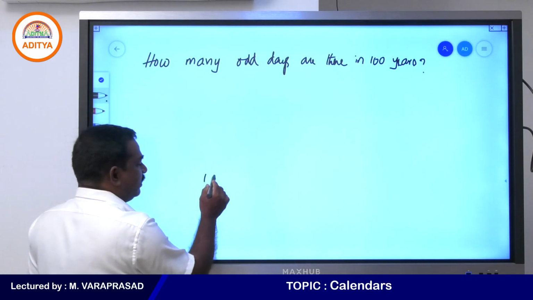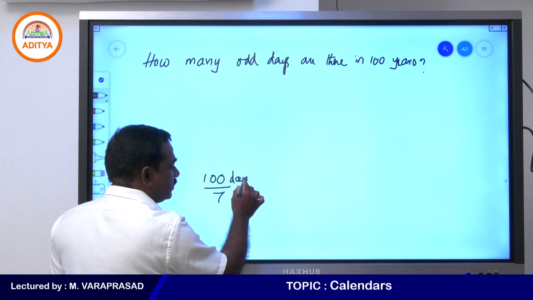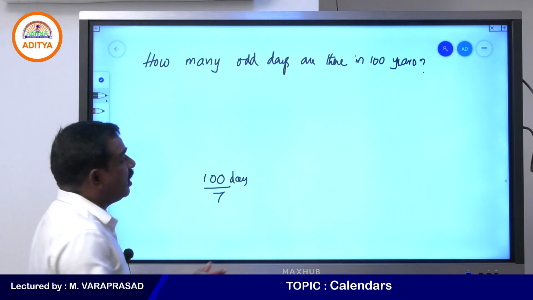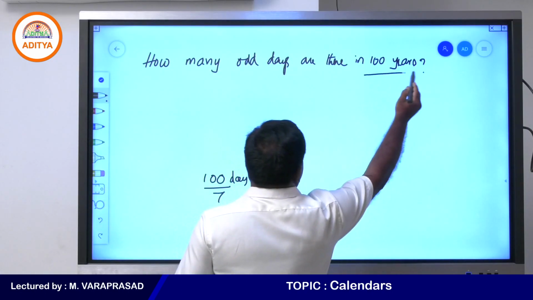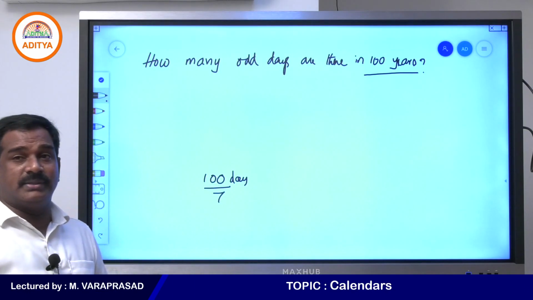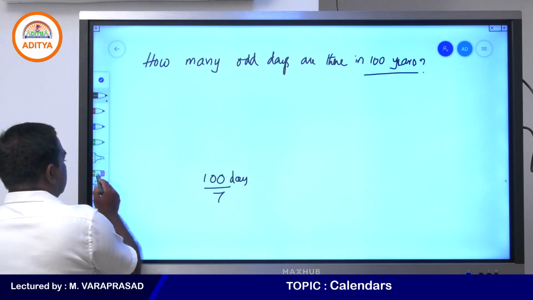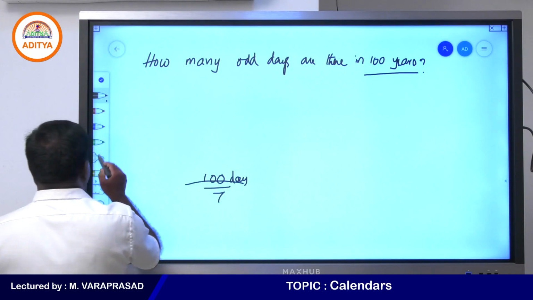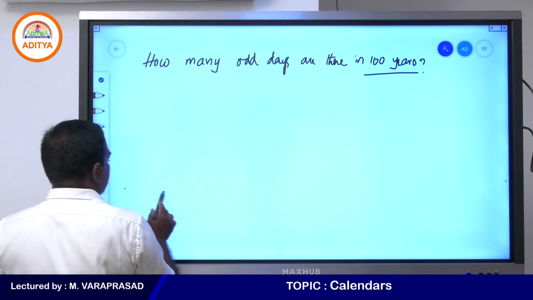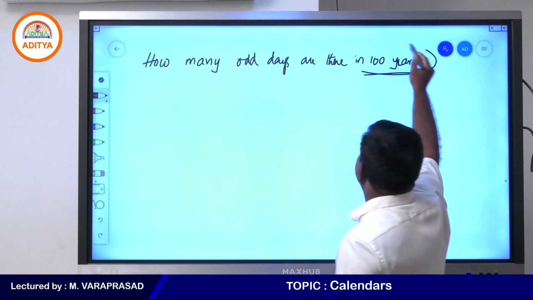If 100 days are given, we can easily convert them by dividing by 7, because 7 days is a week. Now 100 years is given. How many odd days are there in 100 years?